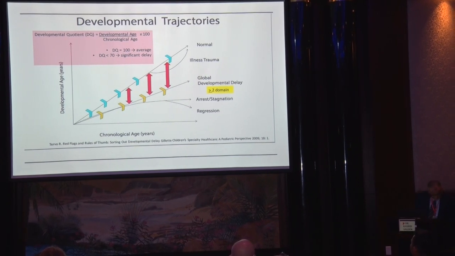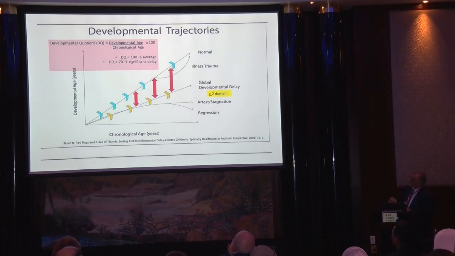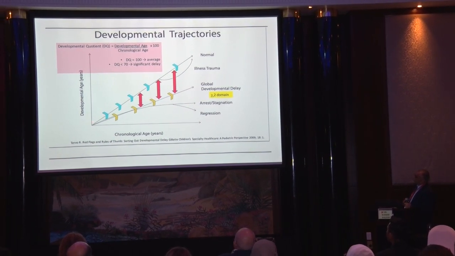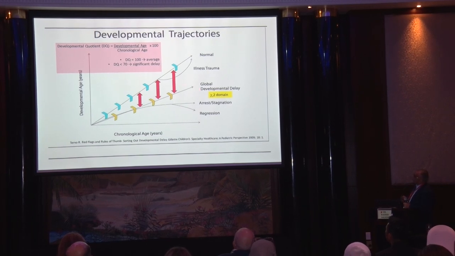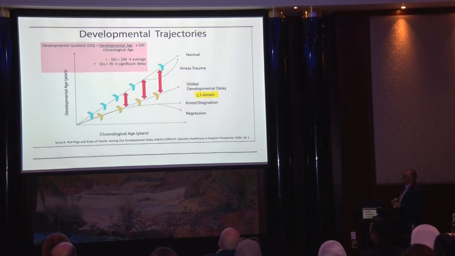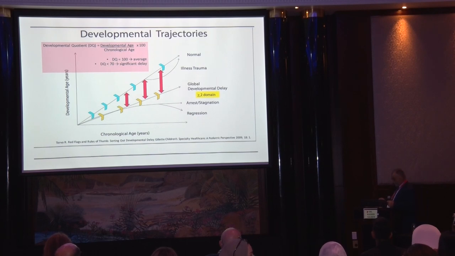Now, I want to just illustrate here the fact that if you look at these trajectories, and if this is the normal, the upper one is the normal one, and the second one indicates a global developmental delay, now it's very important to see that if you look at this regression trajectory here, that initially it overlaps global developmental delay here, and then there is some stagnation in the next year. So it's here when we are investigating that we can still do global investigations. Because when the regression is there, then it becomes quite obvious here.